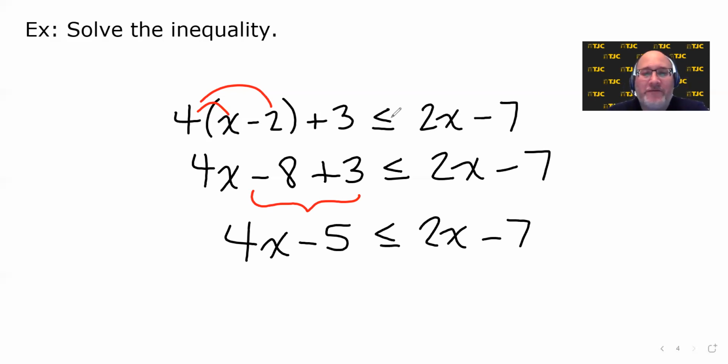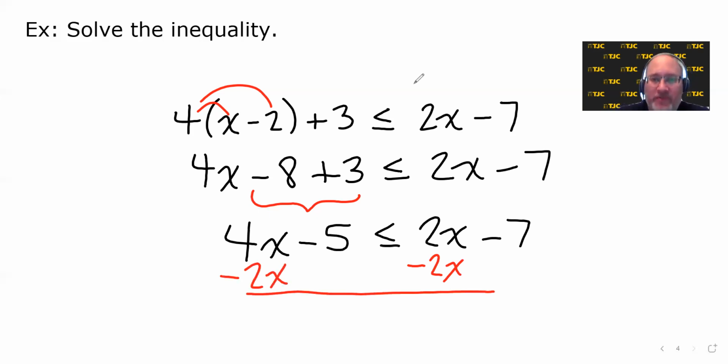Now we need to address the fact that there's an x on both sides. You'll never get to your goal as long as you have an x on both sides of your equation, or in this case, inequality. So we're going to subtract the smaller of the 2 from both sides. That means we're going to subtract 2x from both sides.